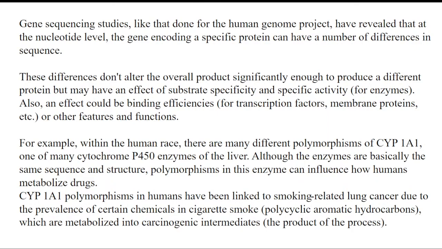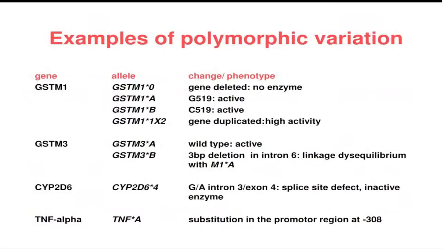CYP1A1 polymorphisms in humans have been linked to smoking-related lung cancer due to the prevalence of certain chemicals in cigarette smoke. Polycyclic aromatic hydrocarbons are metabolized into carcinogenic intermediates, the product of the process. There are different changes in alleles and they provide the different phenotypes. Here you see the examples.